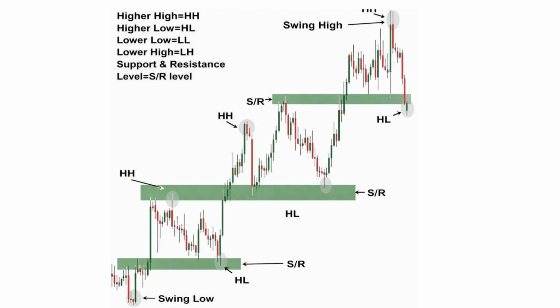In a downtrend, smart traders sell near the lower high or resistance area, not at the bottom. Now look at the green zones on the chart. These are called support and resistance.